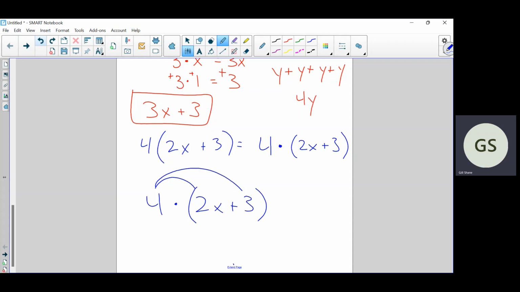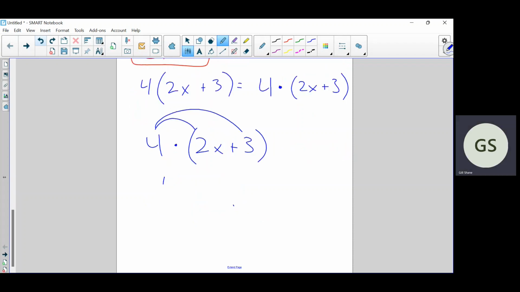So I would write 4 times 2x, and I'll solve that in a second. And then I've got to multiply the 4 times the other thing, 4 times 3.